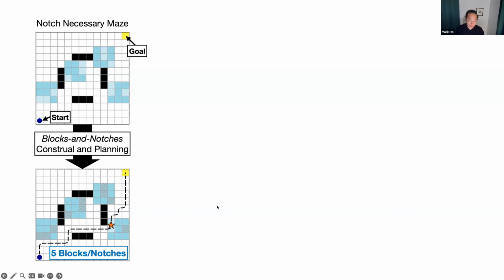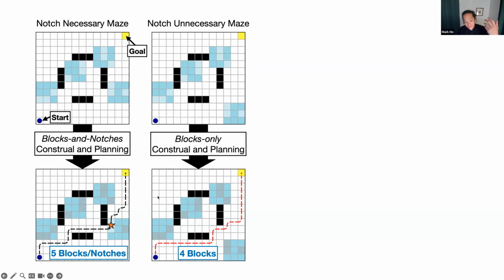And so we designed a relatively simple experiment where we trained people on a sequence of mazes in which it was necessary to use a notch to get to the goal. So it required paying attention to both notches and blocks, reasoning about a problem in a maze in terms of blocks and notches. And then we also gave a separate group of people notch-unnecessary mazes, where they didn't have to think about the notches, even though they knew about the affordances of notches.